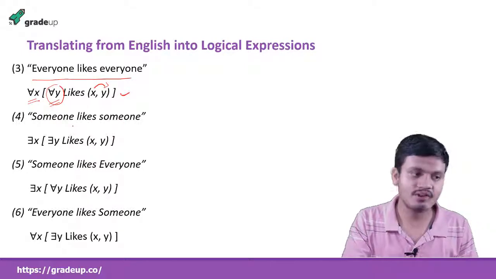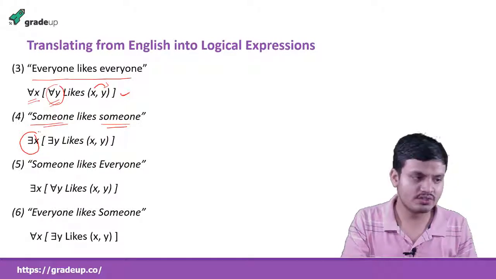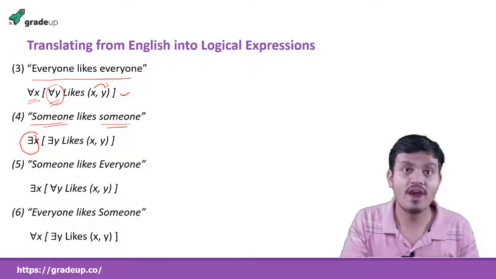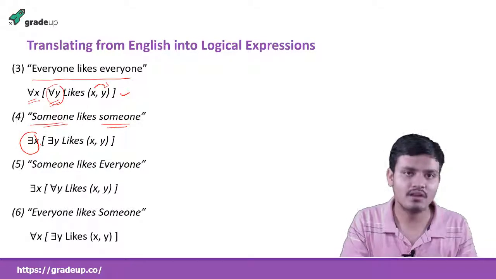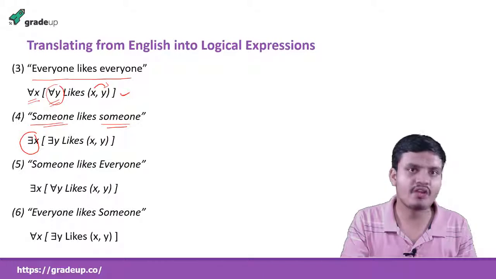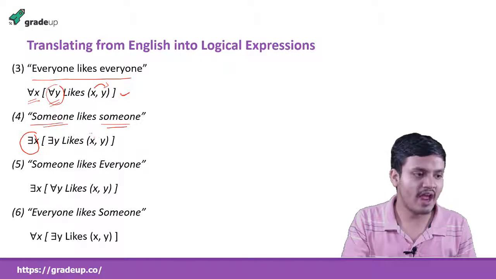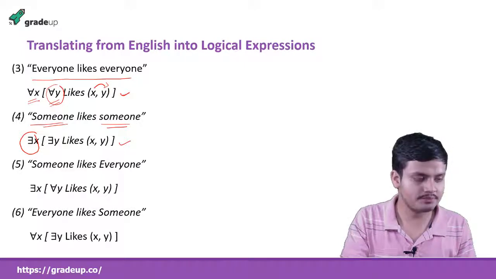Someone likes someone. There exists an x. For someone we will use the existential quantifier. Why? For someone, you have not fixed who that person is, but yet that someone will be there. So that's why we use the existential quantifier: there exists an x such that there exists a y, Likes(x, y). That means there will be an x such that there will be a y and x likes y. This is the translation of that statement.